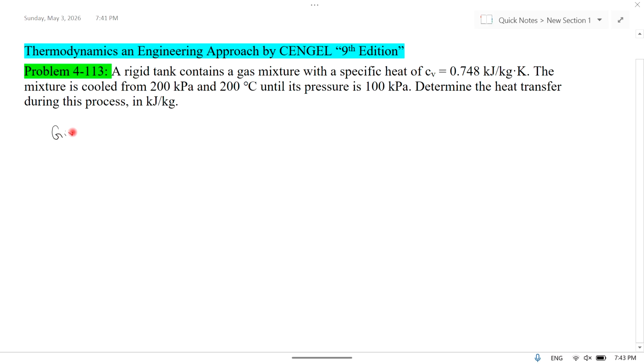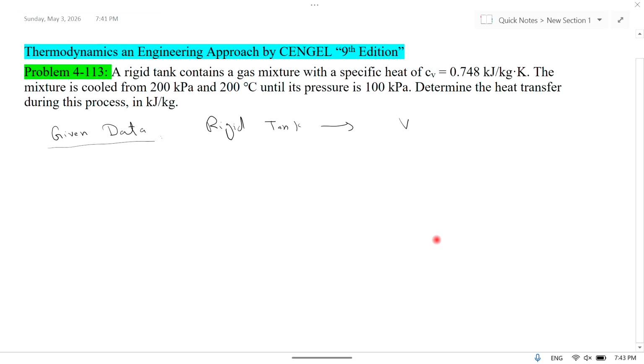So, the statement of the problem is a rigid tank. Initially, it is given to us that the tank is rigid. Rigid tank means that volume is constant, or we can write V1 is equal to V2. It contains a gas mixture with a specific heat of Cv equal to 0.748 kilojoule per kilogram per Kelvin.